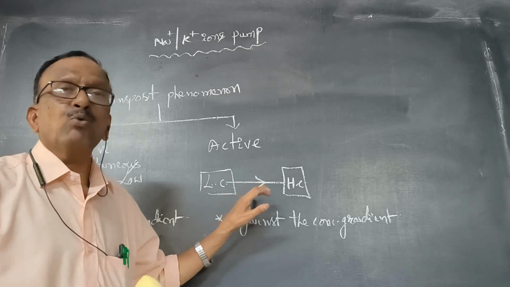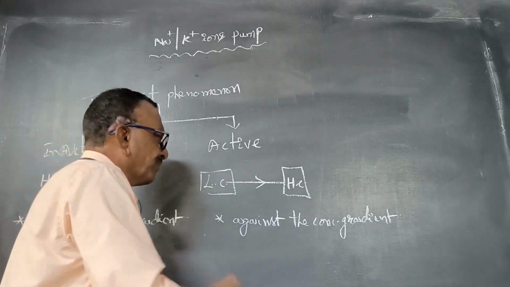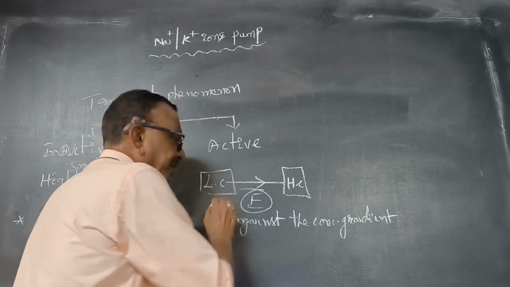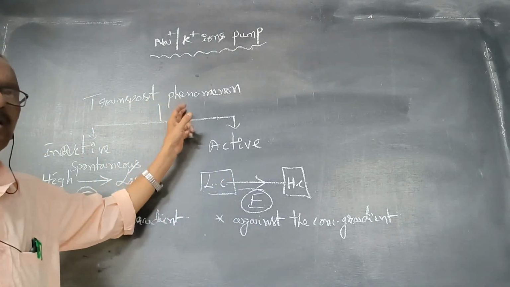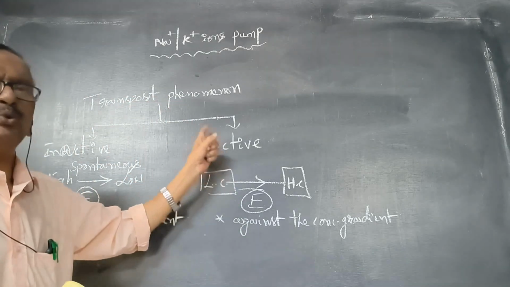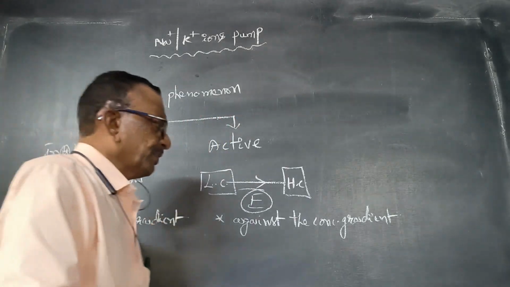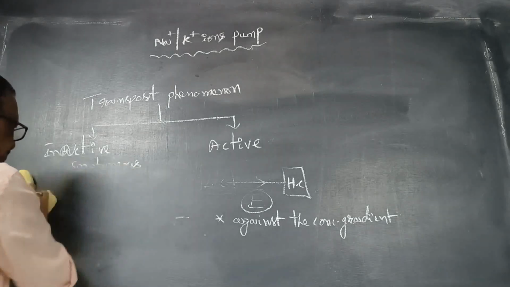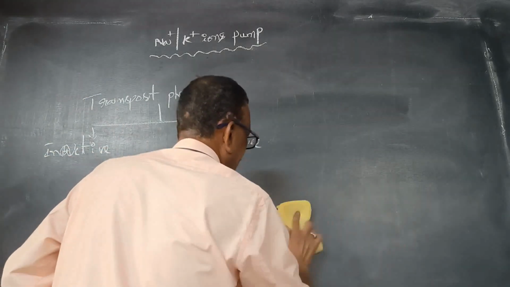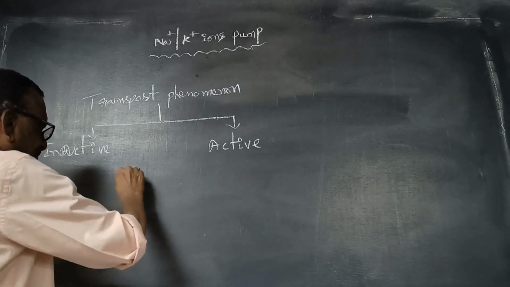For this, it requires some amount of energy. Energy must be required. Such a transport phenomenon is called the active transport phenomenon. For your easy understanding, I will give one example. A familiar example.